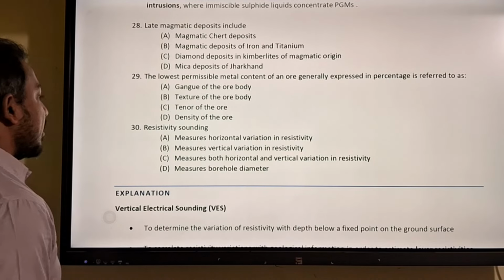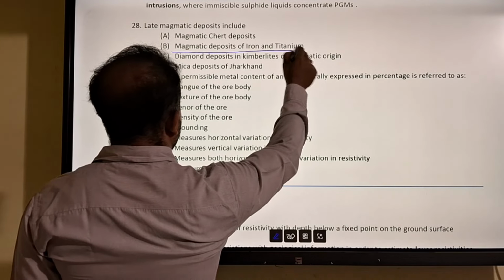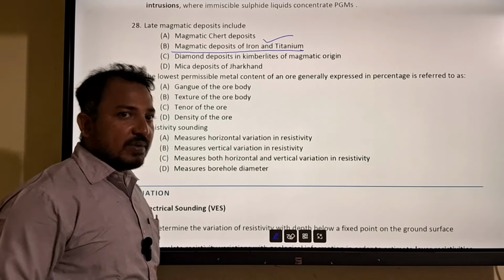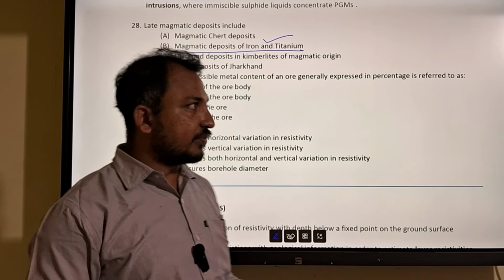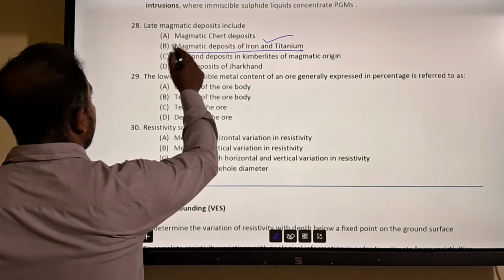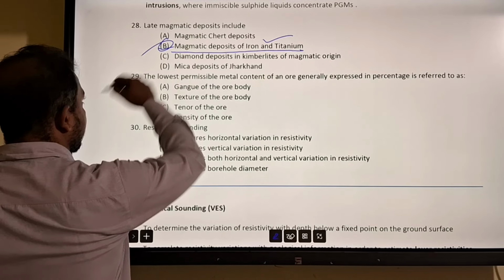Then magmatic deposition, iron and titanium. Iron and titanium can be enriched in residual liquid during progressive magmatic crystallization. So they can be produced during late magmatic reaction. So it will be the answer.